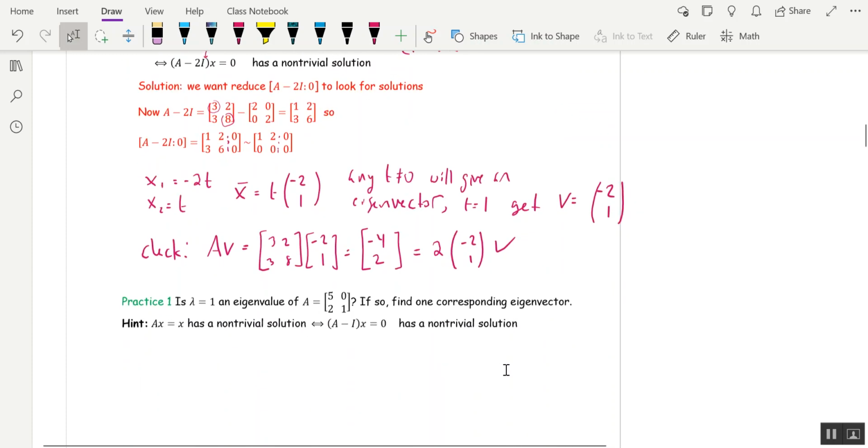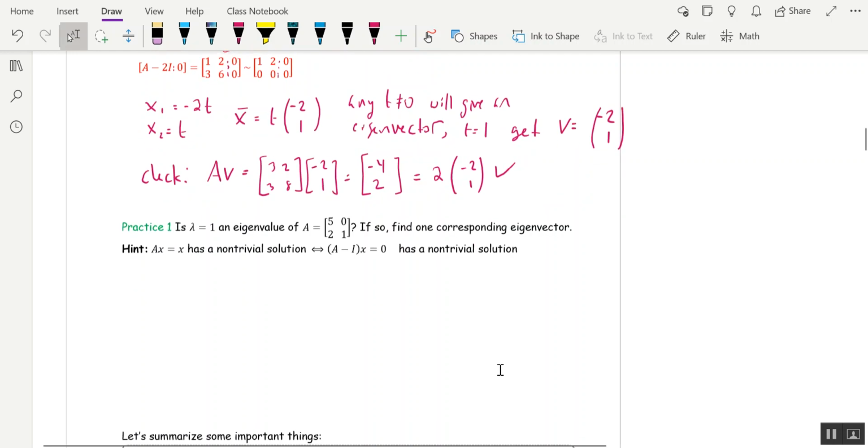All right, practice. Is lambda equal to 1 an eigenvalue for A? I can tell you right now the answer is going to be yes. If so, which it is, find one corresponding eigenvector. You're going to solve this exactly the way I solved the other one before. You want Ax to equal x because lambda is equal to 1. And so you want to solve A minus I times x equals 0. All right, so pause, do it, come back.